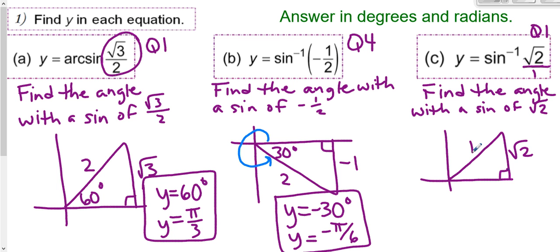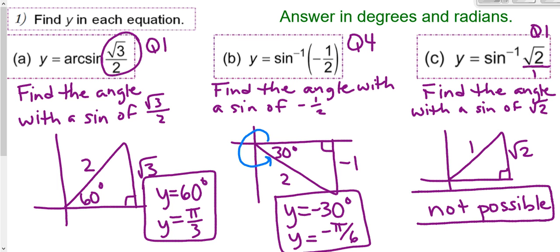Now, do you realize we have a problem? Square root 2 is approximately 1.4. How could it possibly be longer than the hypotenuse? What do you think? This is not possible. It's not possible for a sine value to be greater than 1. Tricky, tricky. Okay, let's do a couple more.